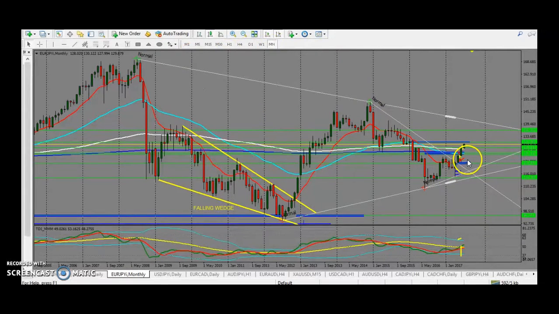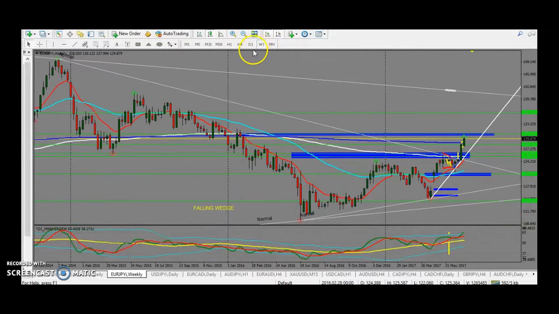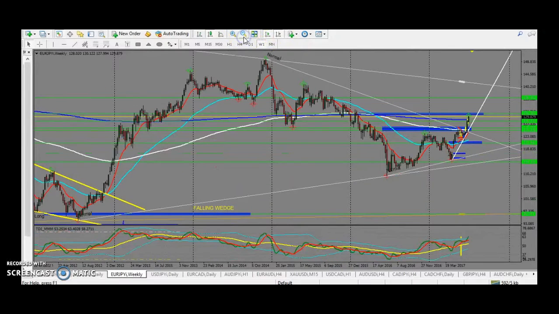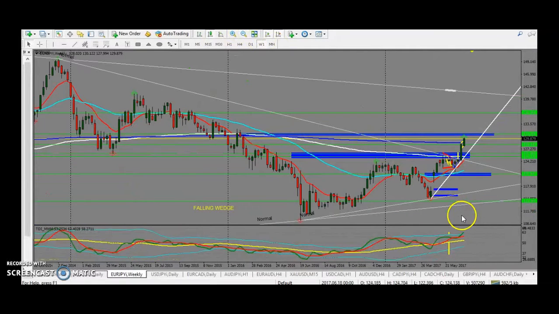Also we have this W right here, signaling that it's going up. You basically check from the larger time frame down, you would have seen it.